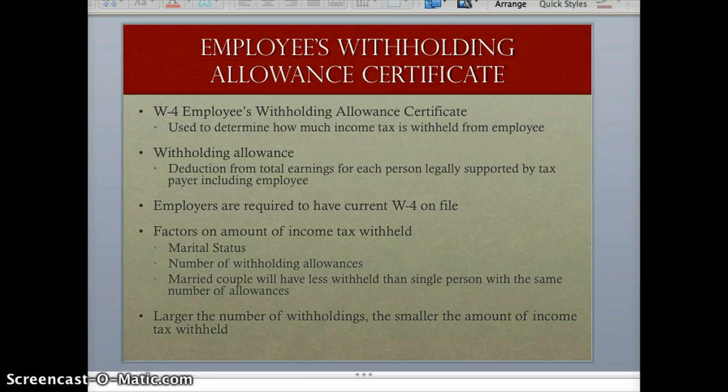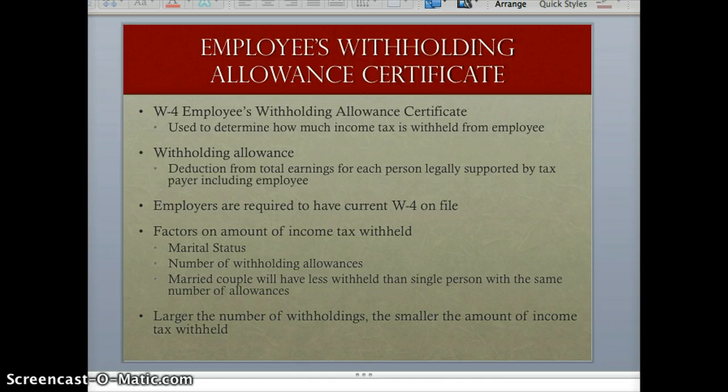Now, how do we know what factors affect how much income tax is withheld from your personal check? First is your marital status. Are you single or married? Second is the number of withholding allowances you've claimed. Now, keep in mind, if you take a married couple and a single person, and they both make the same amount of money and they both claim the same number of allowances, the married couple will have less withheld than the single person, because the single person is required to pay a higher percentage of taxes.